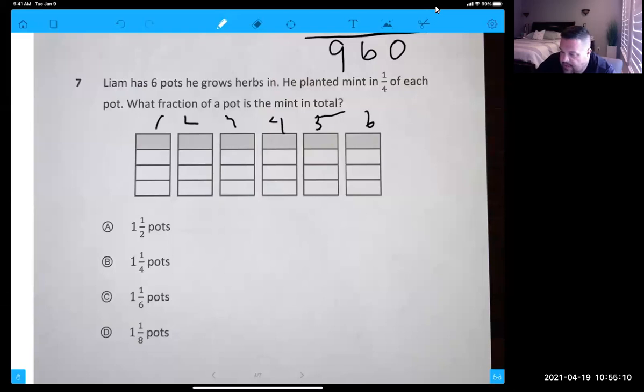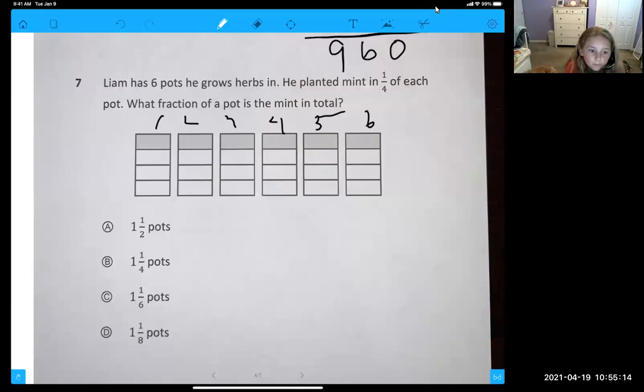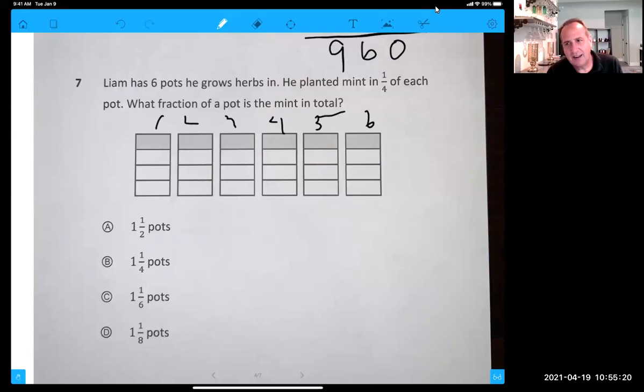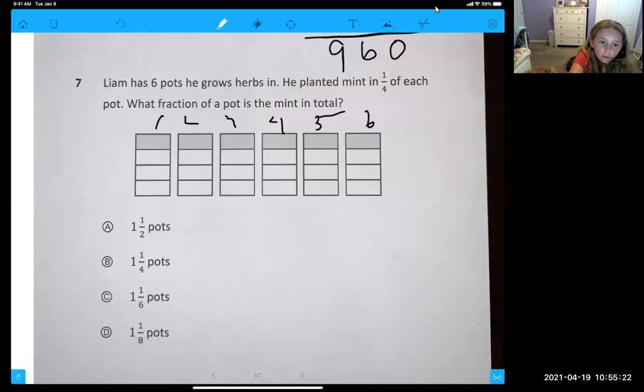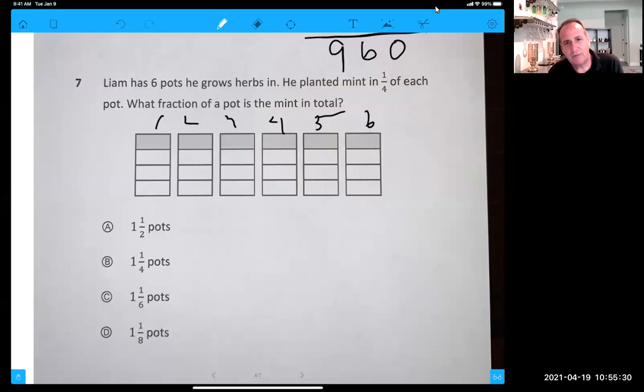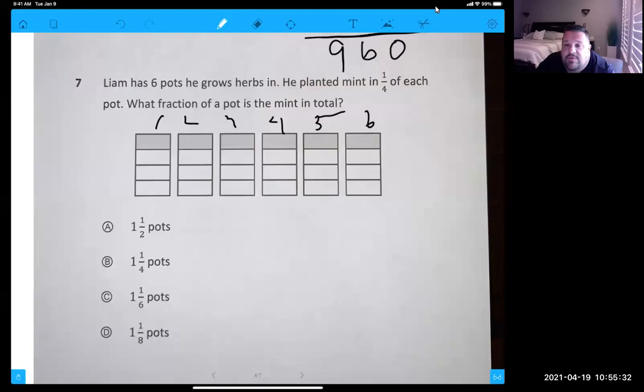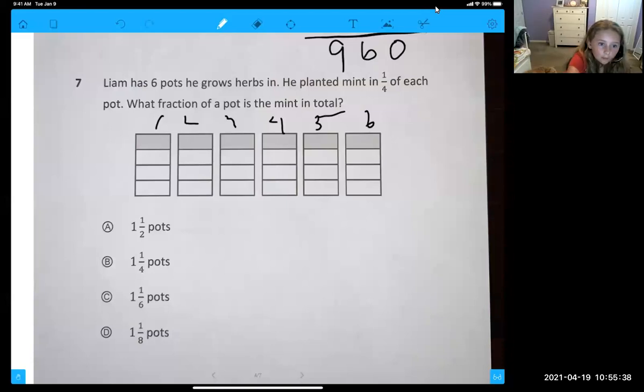Fraction. I'm not sure about this yet, but tell us what you're thinking. 1/4 of each, right? In each pot. Well, are they asking to add up all the mint together? You planted the mint in 1/4. They're asking us, if you put all the mints in one pot, how many pots would they take up? Oh, okay. That's what it's saying.